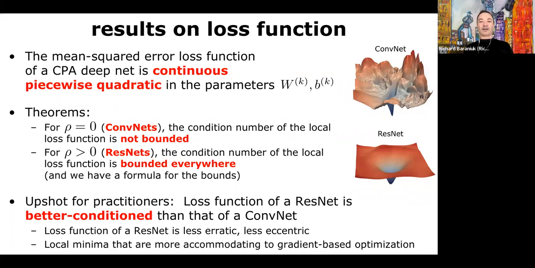And so we're really quite excited about this because it's the first actual analytical proof that resnets are better than convnets. And the great thing is that this could not only be applied to other networks, but it's going to inspire people to come up with new architectures that, using tools like this, are even easier to optimize, because optimization is incredibly expensive for deep nets.